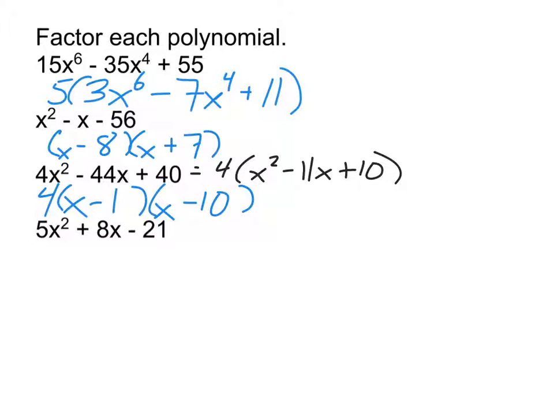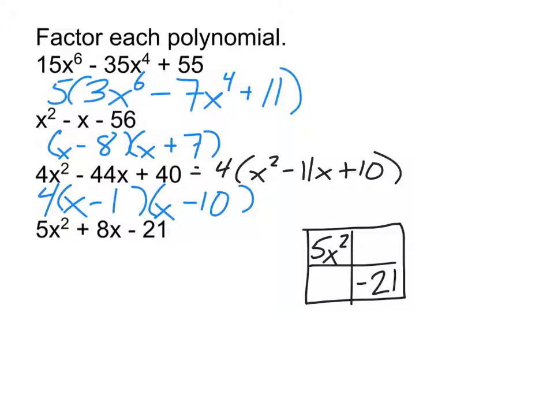That tells me that I now need to employ the guess and check method that we learned yesterday, which means I can first construct it in the box, and I know the 5x squared goes in the top left, and the last term goes in the last box, so that's minus 21 down there. Now in terms of filling this in, I know in order to get the x squared, there's going to be an x and an x.